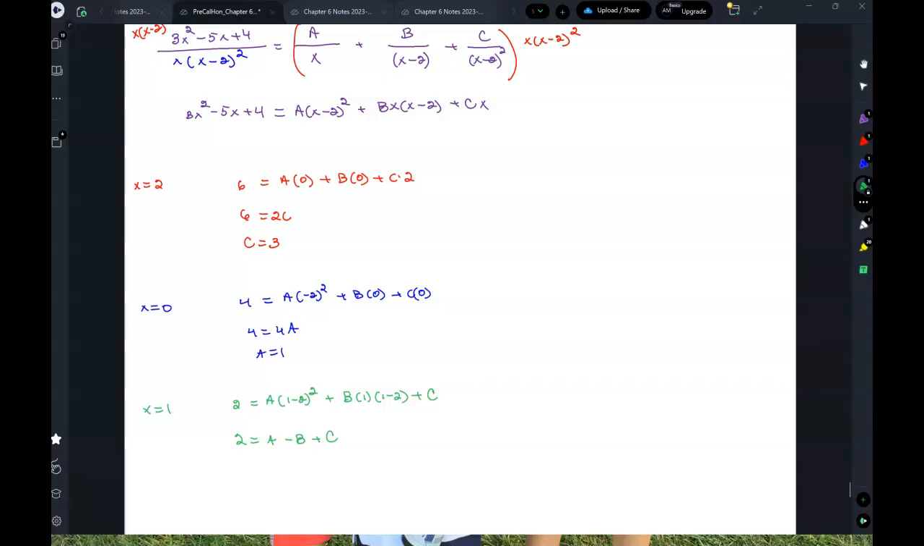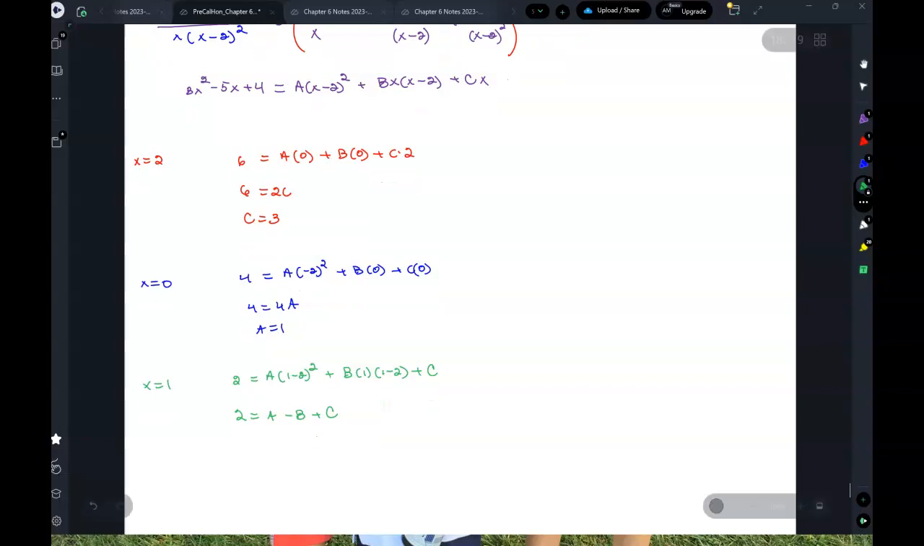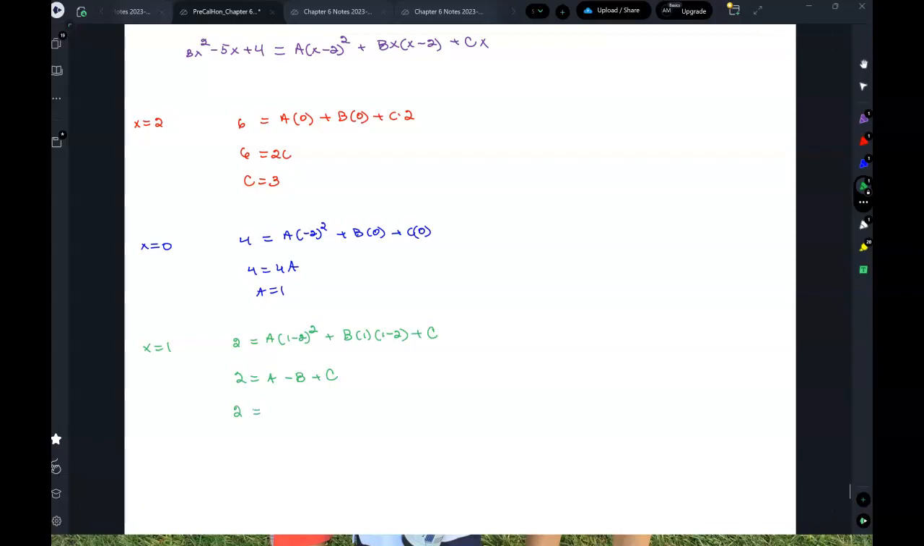Oh, but I already know what a and c are, right? So 2 equals 1 minus b plus 3. B is how much? This is a plus 3. So let's see, negative b, this is a 4, b is negative 2. Right? Oh no, positive 2. Is it a positive 2 or a negative 2? Positive 2, yeah. Okay? So, did I do that right?